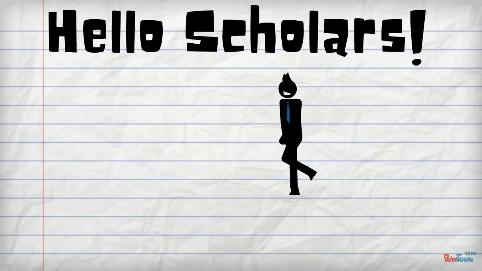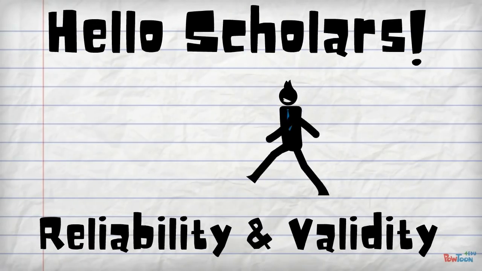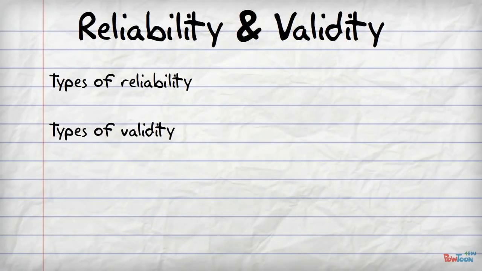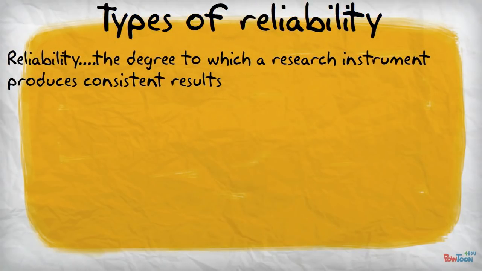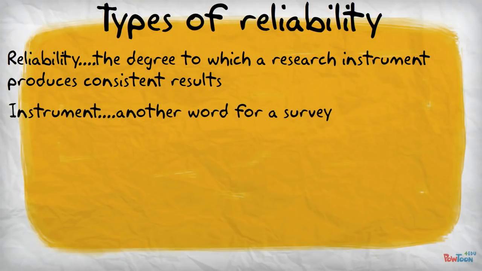Hello, scholars. Today, we're going to journey through reliability and validity. On our journey, we're going to cover types of reliability and types of validity. Reliability is the degree to which a research instrument, an instrument is another word for a survey, produces consistent results.